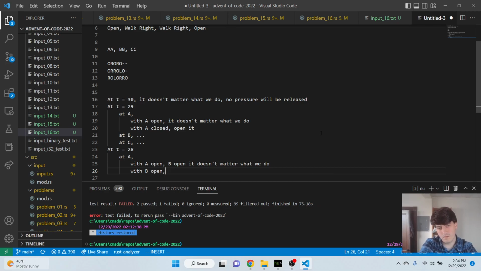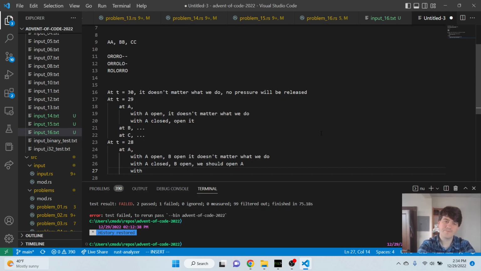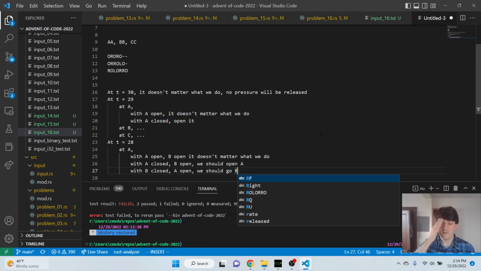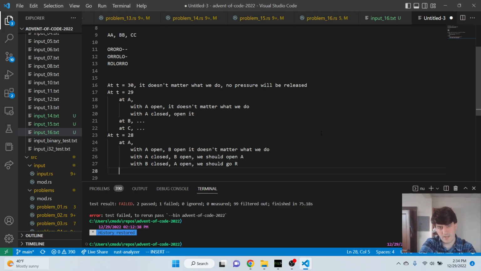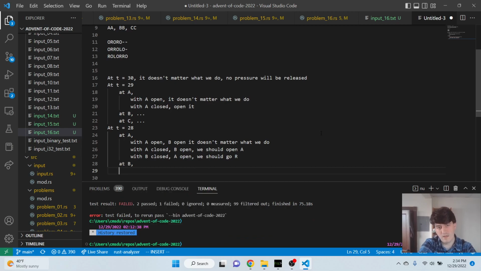B open, or with A closed, B open, we should open A. With B closed, A open, we should go right. And so on. And in general, we're going to have situations like at B with A ... and there are going to be however many cases there.